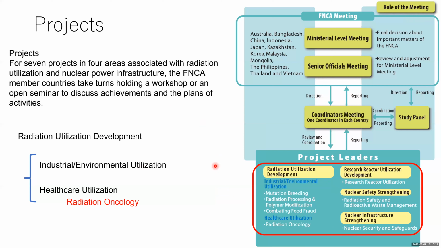Radiation utilization and development field has 2 subfields: industrial environment utilization and healthcare utilization. In industrial environment utilization, there are 4 projects: mutation breeding using radiation, processing and polymer modification, and combating food fraud project. The radiation oncology project belongs to the healthcare utilization subfield.